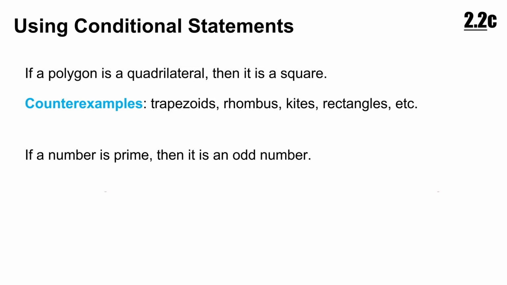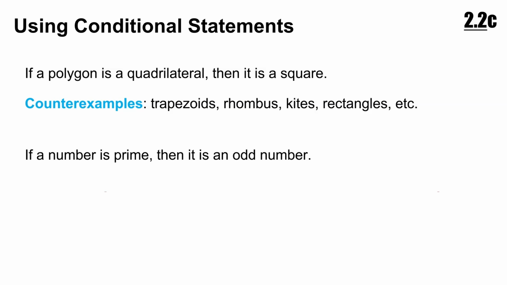Counterexamples are statements made to prove that a statement is not entirely true. For example, saying that if a polygon is a quadrilateral, then it is a square. A counterexample would be to state any quadrilateral that is not a square. For instance, trapezoids, rhombuses, kites, and rectangles are all quadrilaterals and not squares.